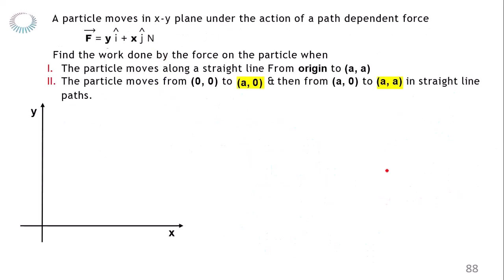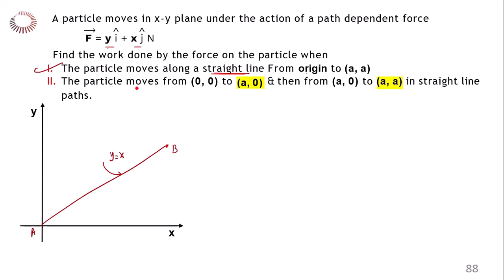Now let us say I am giving another variation of force, that is yi plus xj. The particle is moved along a straight line, so the path is given from the origin to A, comma A. For the first situation, the particle moves along this straight line. This is the A point, this is the B point. What is the equation of the path? The equation is y equals x.